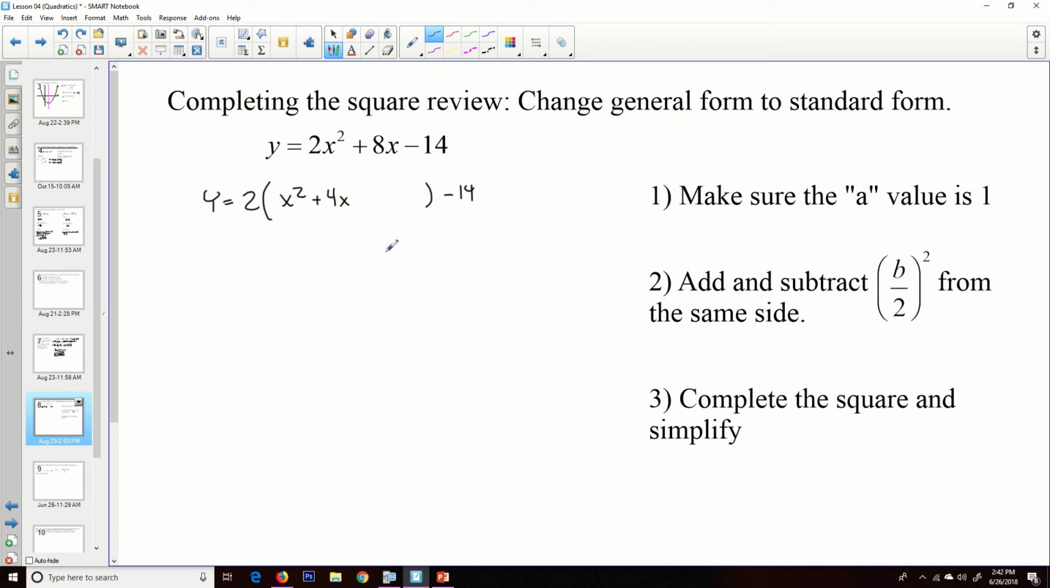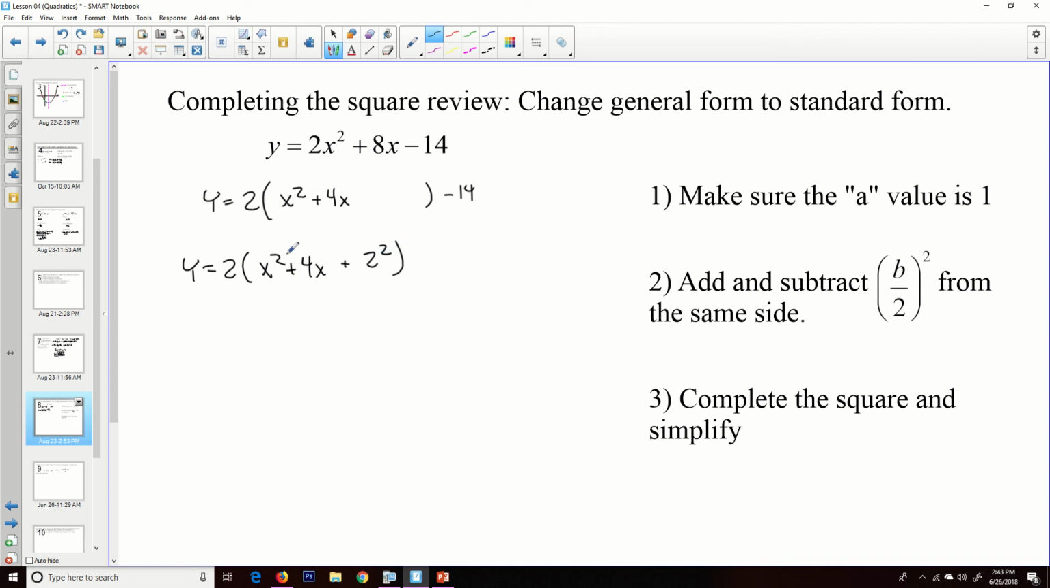And so to complete the square, what we're going to do is add and subtract b over 2 quantity squared from the same side. So y equals, we're going to do the 2, and we're going to do x squared plus 4x. Now our b is equal to 4, and so half of that would be 2 squared. And since it's inside the parentheses, the distributive property says that I would have to distribute that.